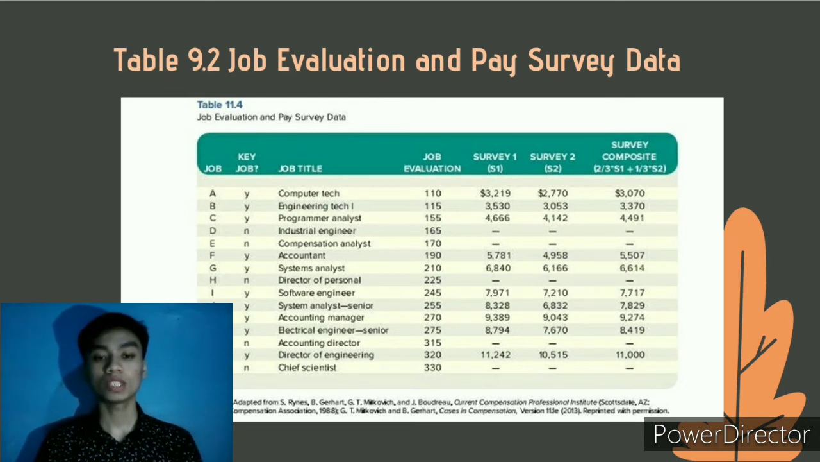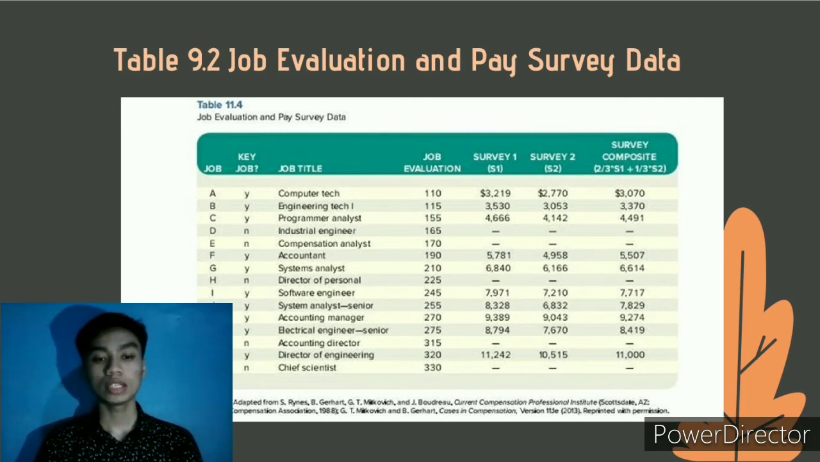And to get the survey composite of each job, we need to get the 2/3 of survey 1 plus the 1/3 of survey 2. For example, computer tech. In survey 1, it has 3,219, which the 2/3 of it is 2,146, while on survey 2, the 1/3 of 2,770 is 924. Then, if we add 2,146 and 924, it will result to 3,070.